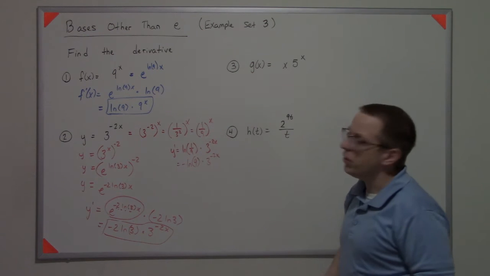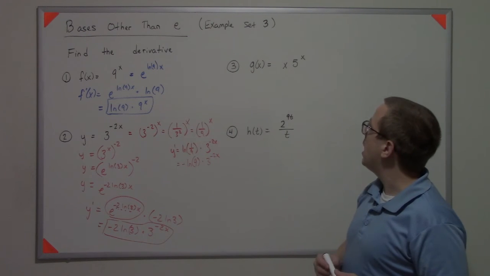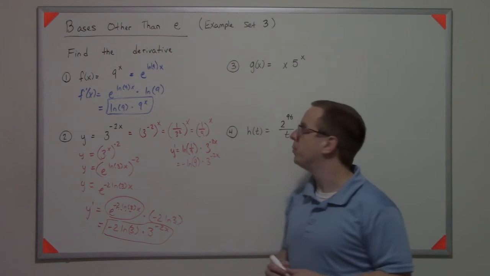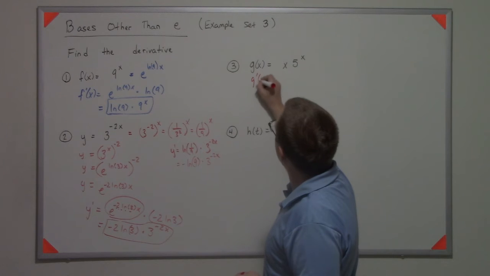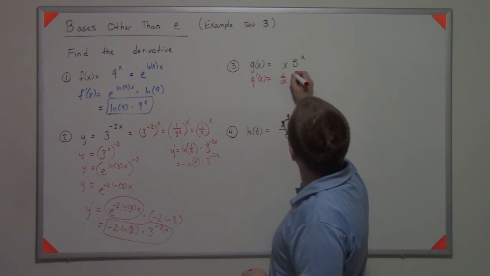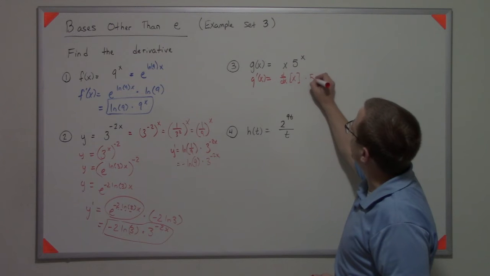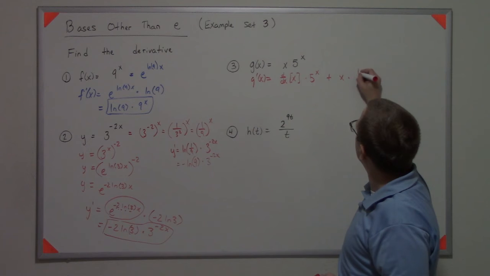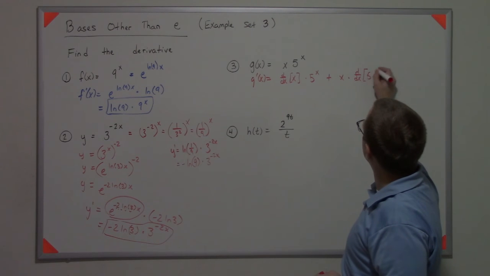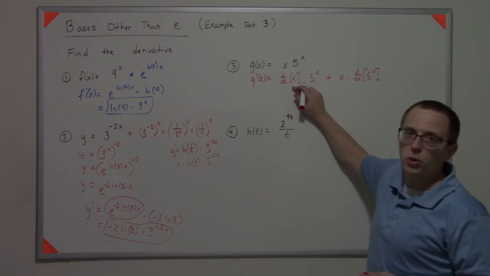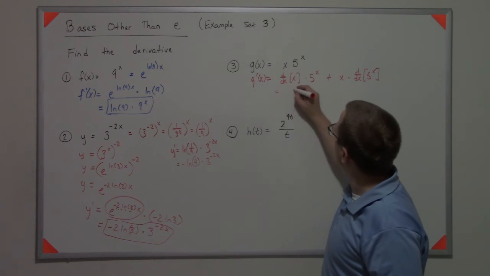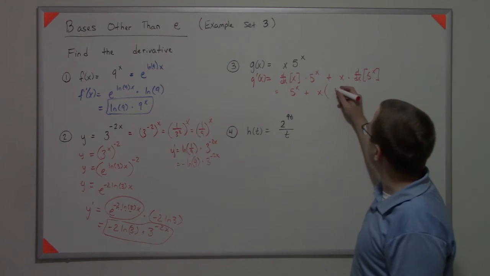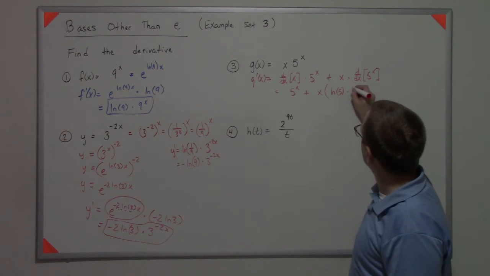Now, if I have this function, g of x is equal to x times 5 to the x, to take its derivative, I'm going to need to use a product rule. So I'm going to say g prime of x is the derivative of the first one, hold the second one constant, plus the first one constant, take the derivative of the second. We know the derivative of x is just 1. And the derivative of 5 to the x is natural log of 5 times 5 to the x.